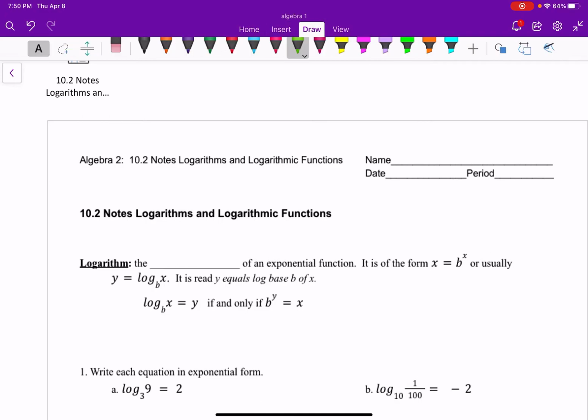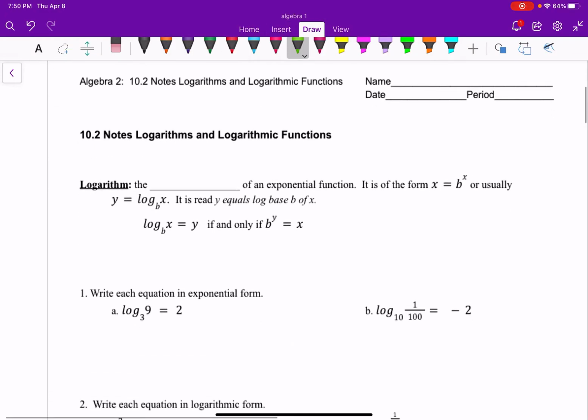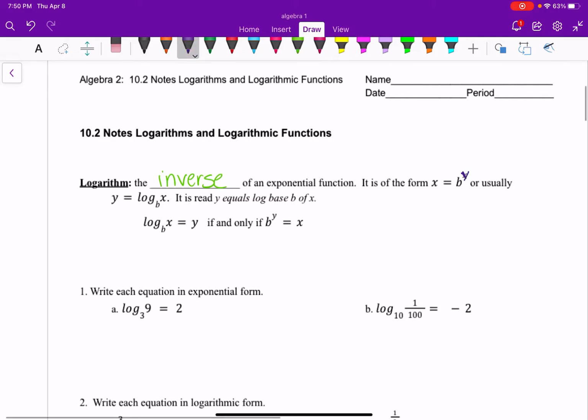The logarithm is the inverse of an exponential function. It is in the form x equals b. Ooh, that should be to the y power. Fix that on your paper. This should be a y here. Okay. It is of the form x equals b to the y, or usually y equals log base b of x. It is read y equals log base b of x.